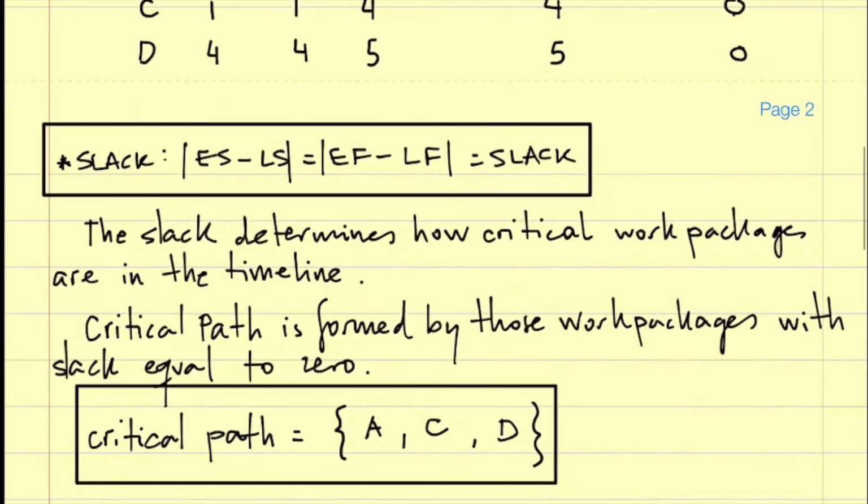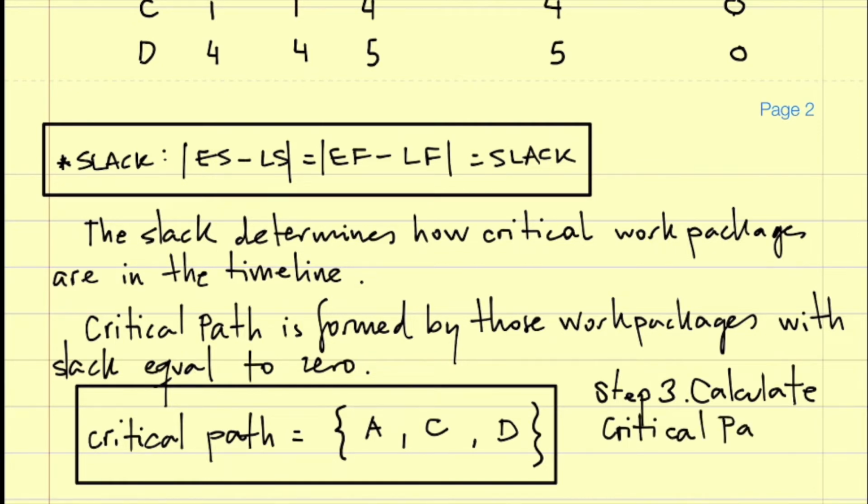So this would be step 3. Calculate the critical path. Any questions? Gerne Fragen auf Deutsch oder?